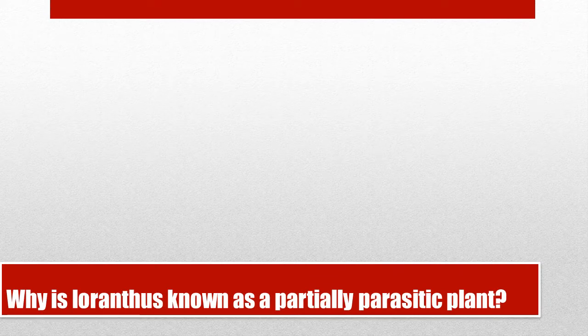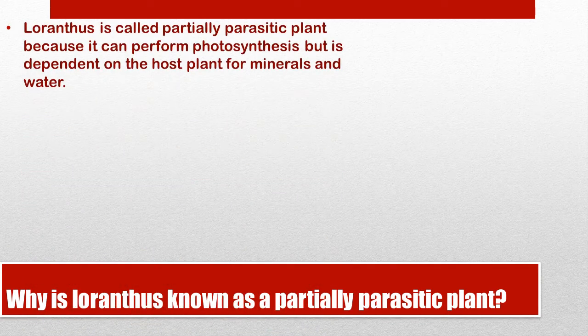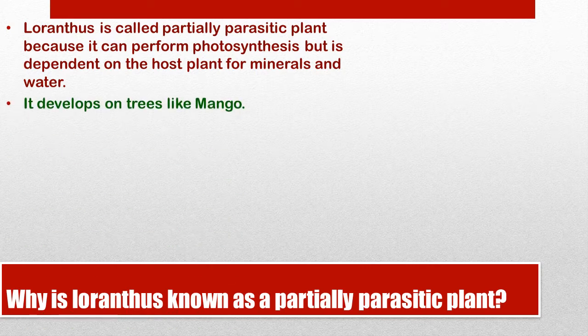Another question: why is loranthus known as a partially parasitic plant? The example we have seen in the previous slide, cuscuta, was a completely parasitic plant, but loranthus is called a partially parasitic plant. Why? Because loranthus can perform photosynthesis, but is dependent on the host plant for minerals and water. So it can perform photosynthesis, and that's why it is called a partially parasitic plant.